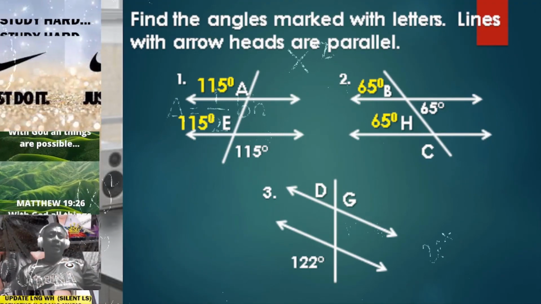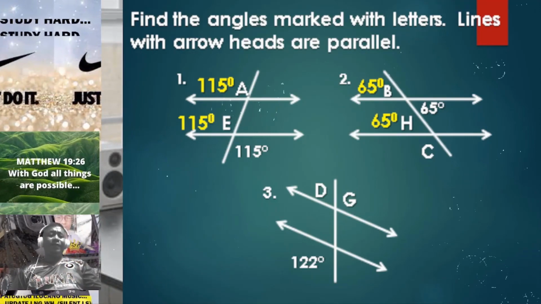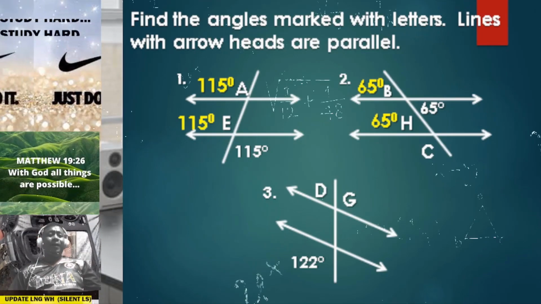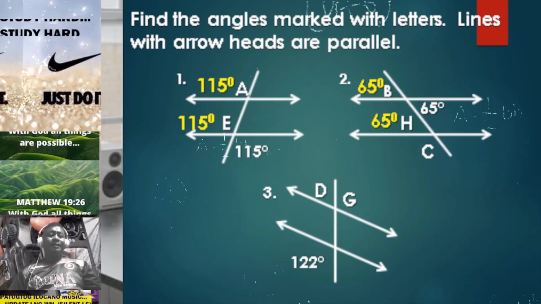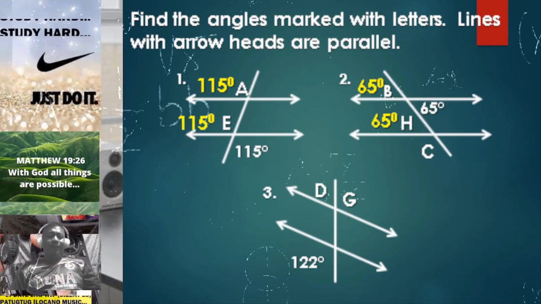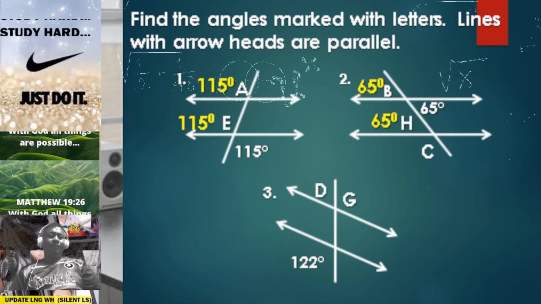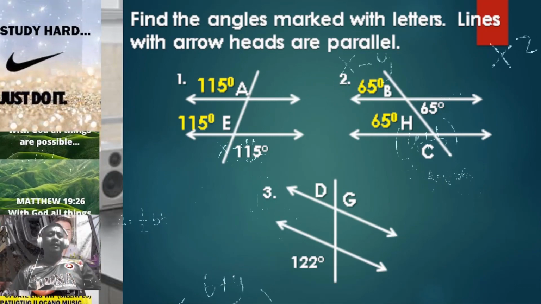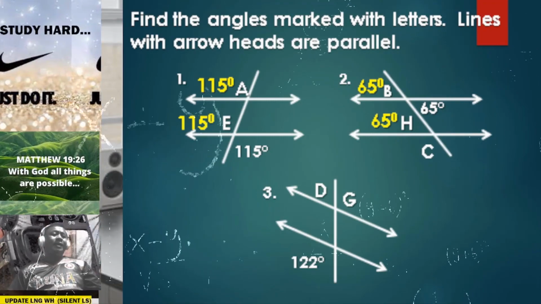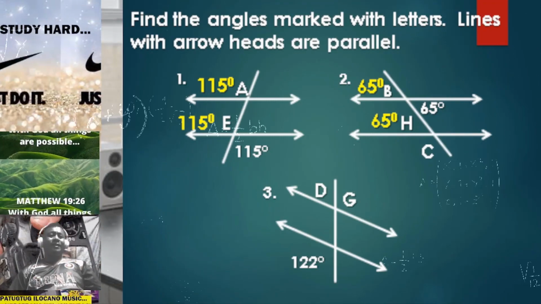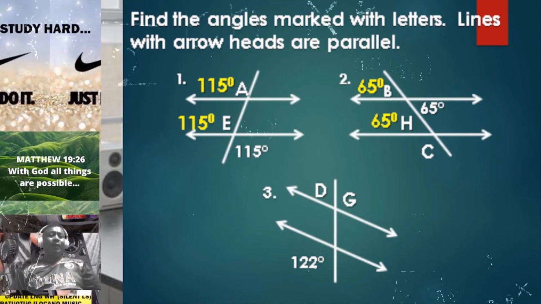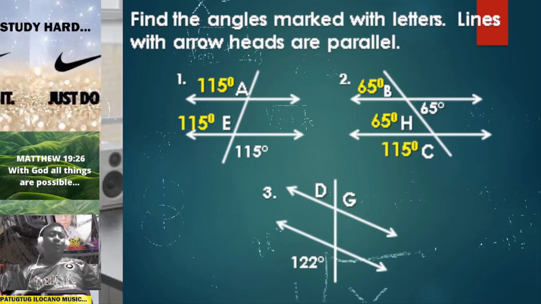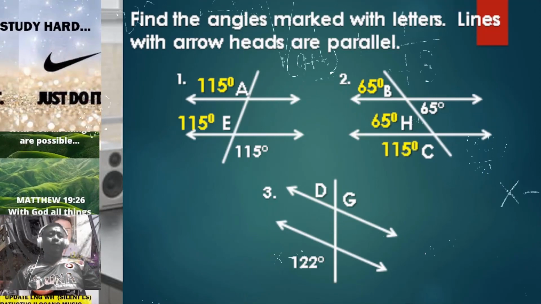Consider angle B, which is 65 degrees, and angle C. This pair of angles are same side exterior angles. Take note, same side exterior angles are supplementary. So we have 180 minus 65 degrees. So therefore, angle C is equal to 115 degrees.